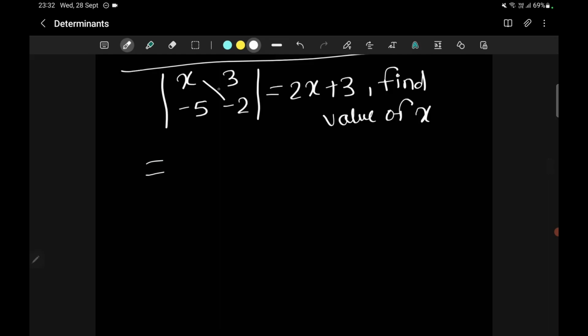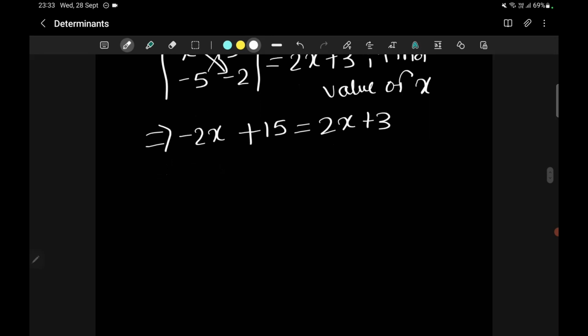First we will multiply this x with this, then we will multiply this with this. x into minus 2 is minus 2x. Then we will multiply this minus 5 with 3. Minus 5 into 3 is minus 15. But by default here it will be minus, so it will become plus, is equal to 2x plus 3.